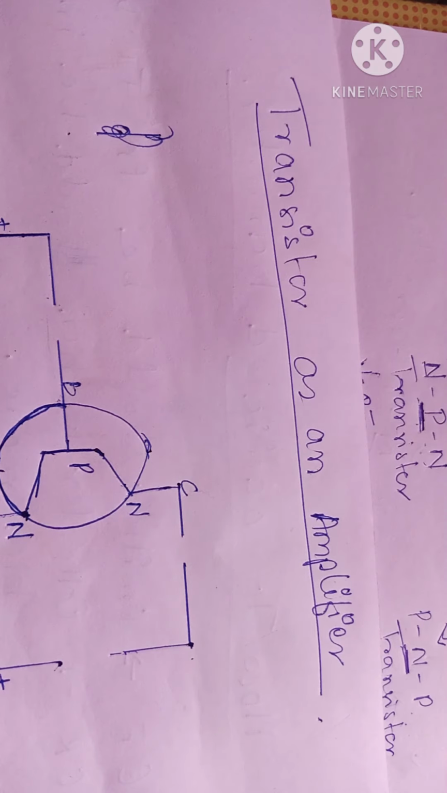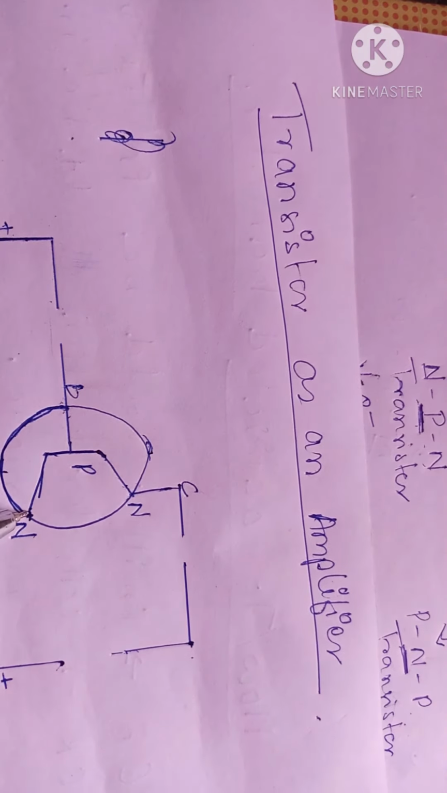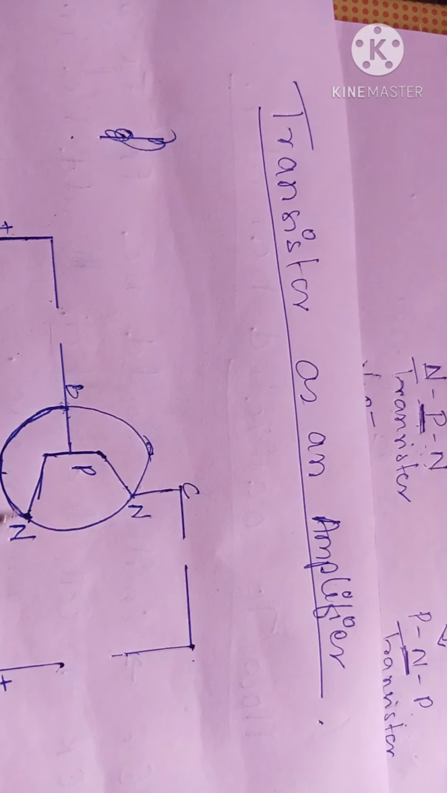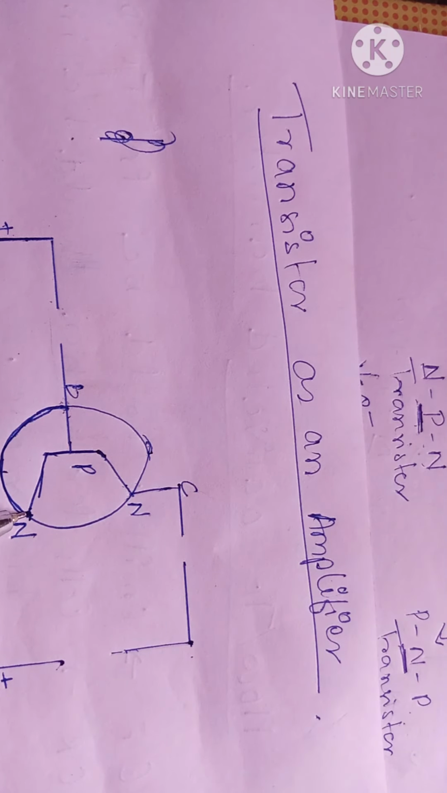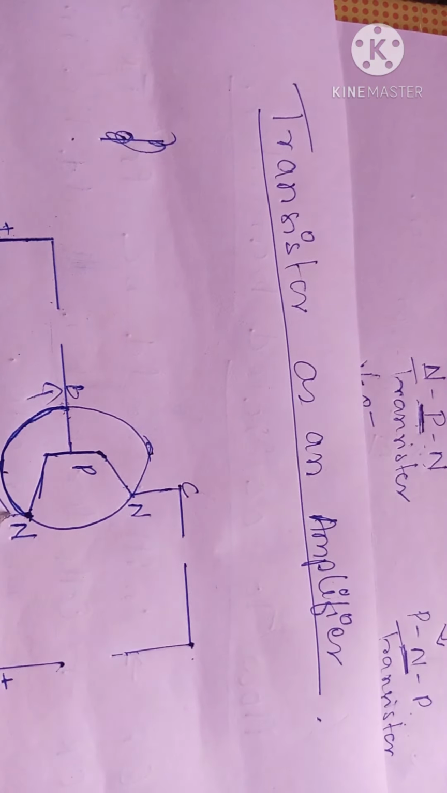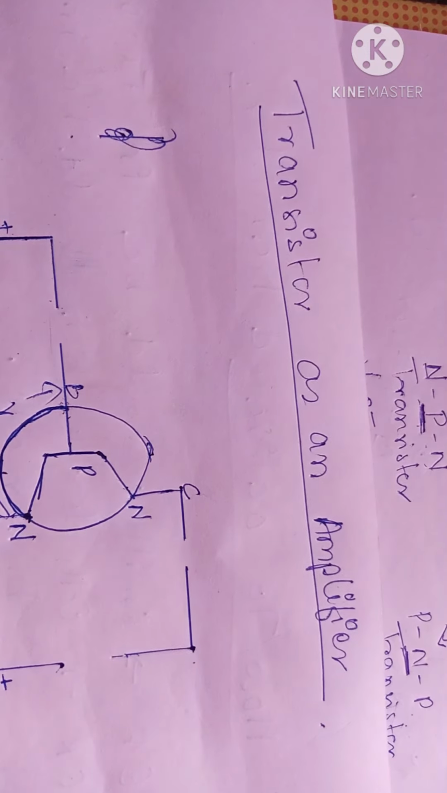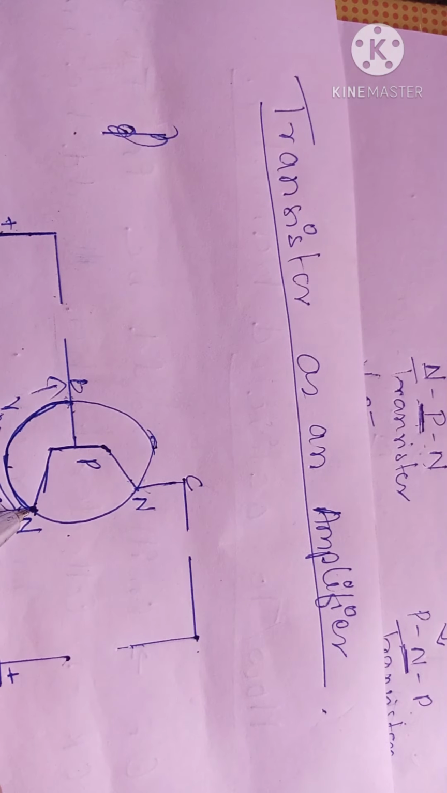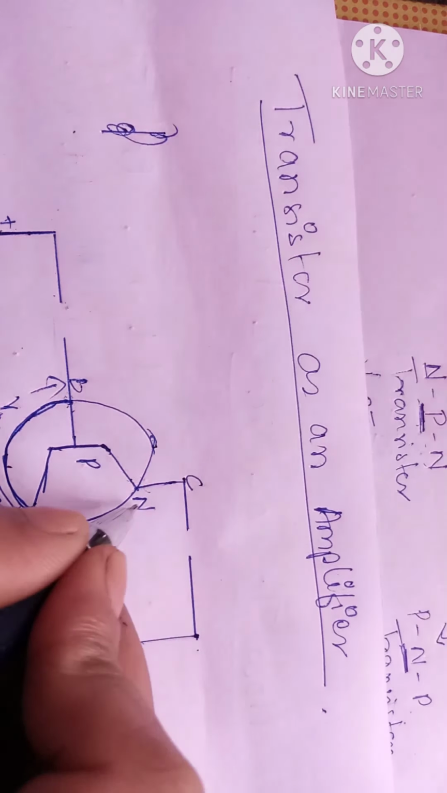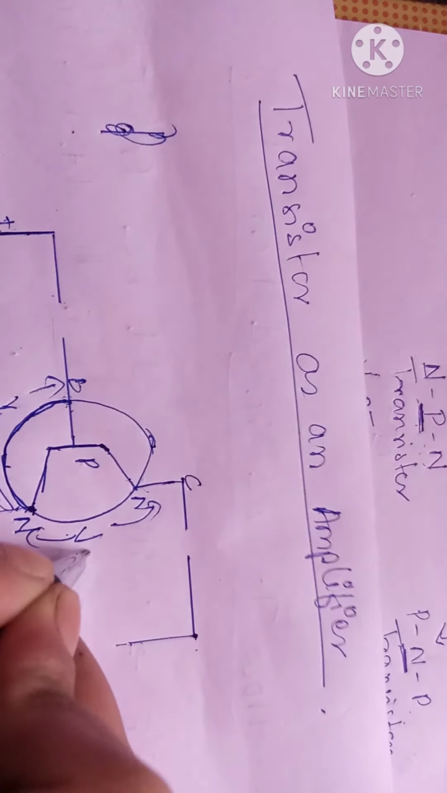Now there is a voltage between base and emitter. This is called the base-emitter voltage, VBE. Similarly, between collector and emitter, this is called the collector-emitter voltage, VCE.